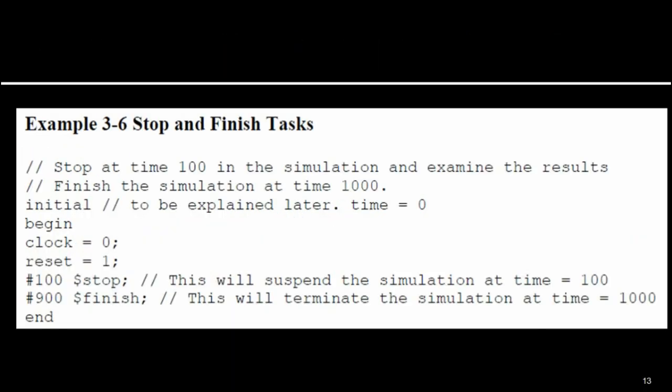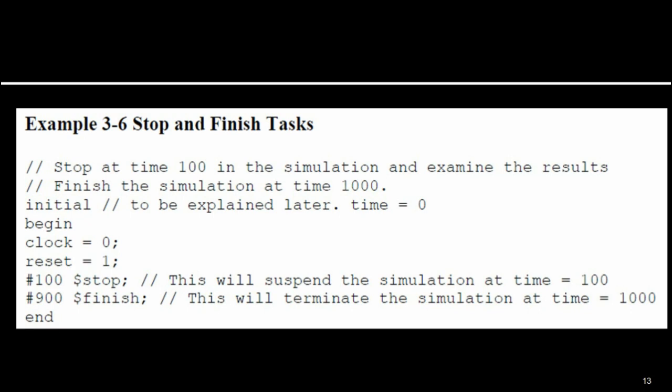Stop at time 100 in the simulation and examine the results, then finish the simulation at time 1000. This is the given data, so we have to write the program for it. What is given? Stop the simulation at 100 time units and examine the result. After that, finish the simulation at time 1000.